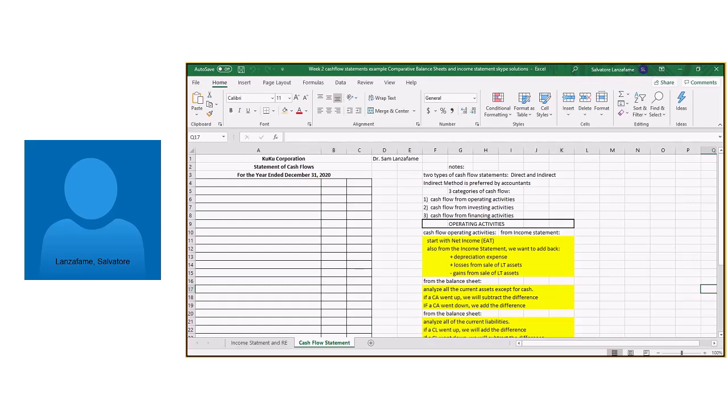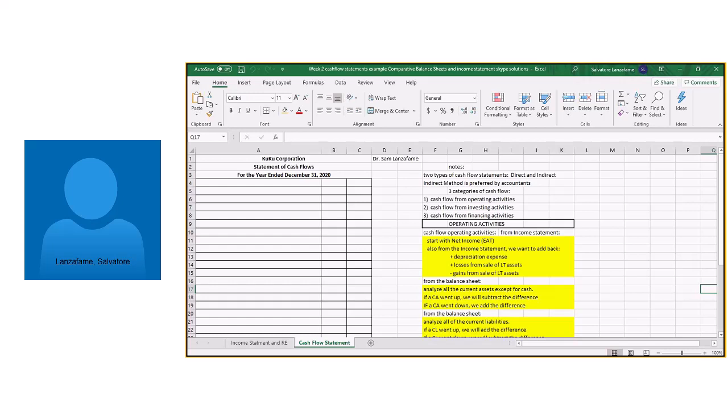Section number 2, cash flow from investing activities. I like to apply common sense to number 2 and number 3. The third one is financing activities. So if you can use some common sense as you're doing it, it may make sense why cash went up or why it went down.